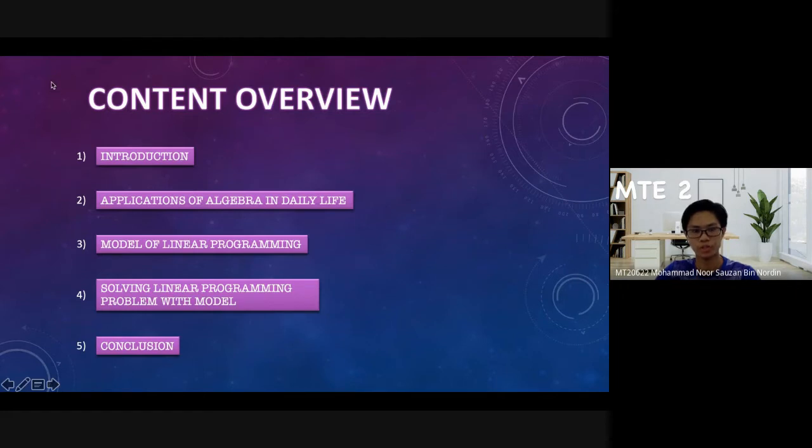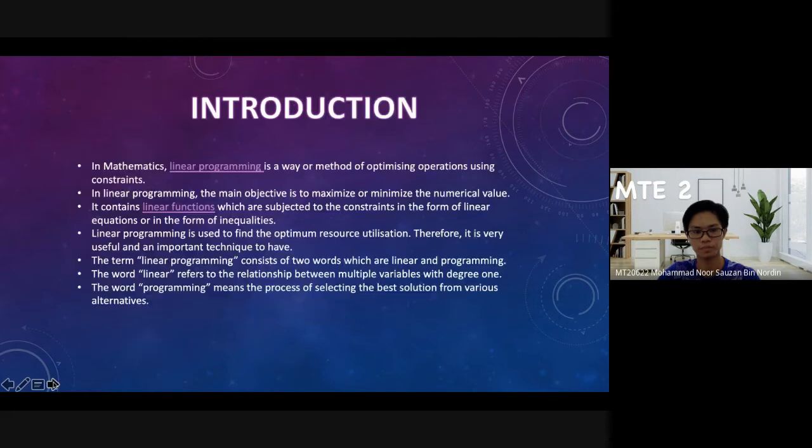Before we get into the presentation, here is an overview of the content that I will be presenting. First one is the introduction. Second, applications of algebra in daily life. Model of linear programming. Solving linear programming problem with a model. And the last one is the conclusion.